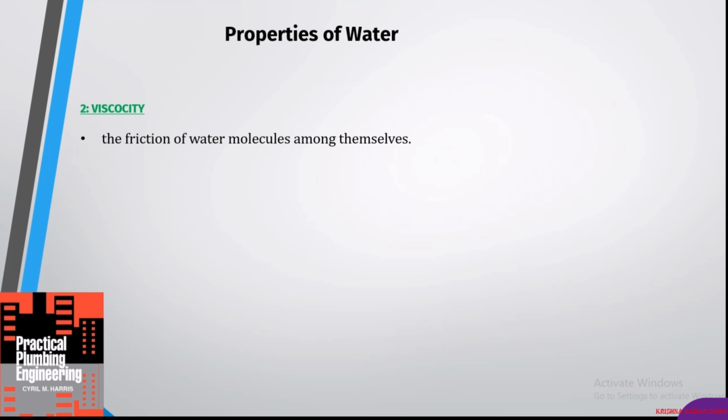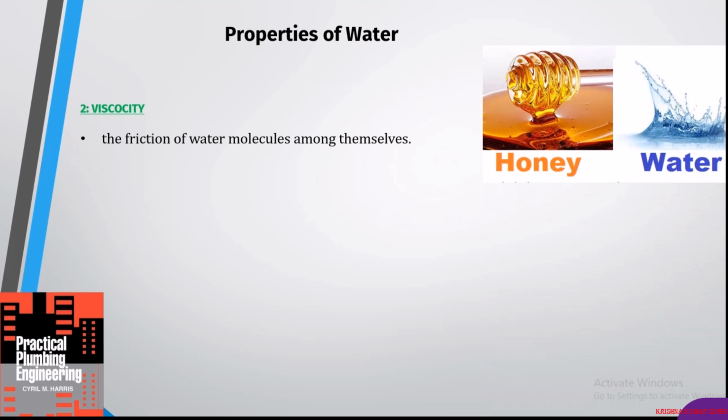Let me give you an example. We have honey and water. You can see over here that the honey has more thickness, right? Thickness is, in layman language, basically the viscosity, right? Because it has strong intermolecular forces. The honey has more forces of attraction among the molecules, but in case of water, water has less forces of attraction among its molecules, right? So if you compare these two liquids, honey has more viscosity as compared to water.